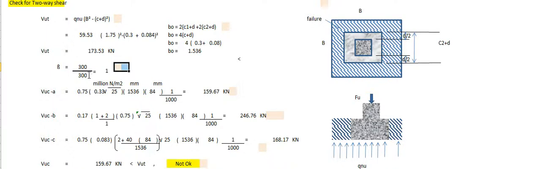Beta is calculated as per code as the ratio of long side of column to short side of column. The shear capacity equation in the code is 0.75 times 0.33 square root 25 times 1536 times 84 times 1 over 1000 to convert the unit, and the other side of the equation equals 159.67 kilonewton.